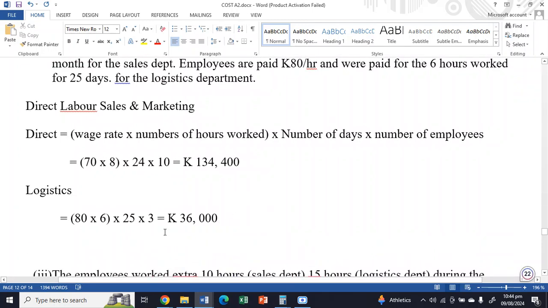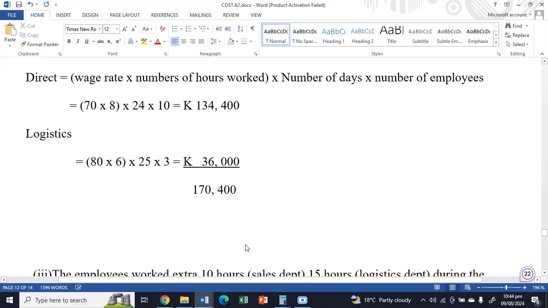Okay, so let's total up our direct labor cost. 134,400 plus 36,000. All right, yes. So this is the total direct labor cost. So the journal entry would be like this.